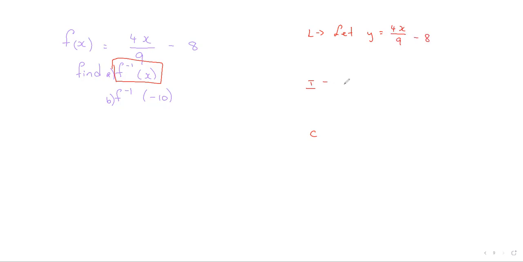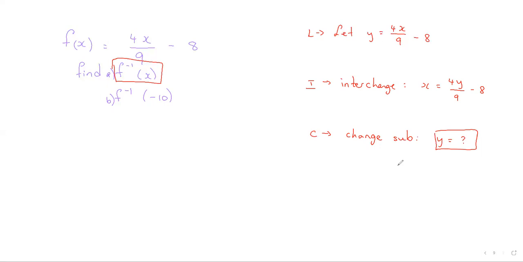The second step is the I, which means to interchange. Interchanging x and y means everywhere you see y, I'll put x, and everywhere I have x, I will put y. Last step, I'm going to change the subject, which simply means that I want to get y is equal to something.